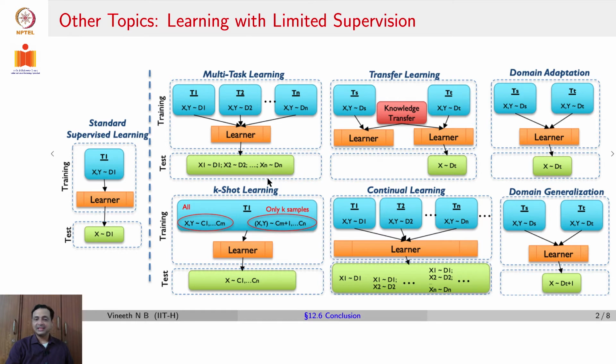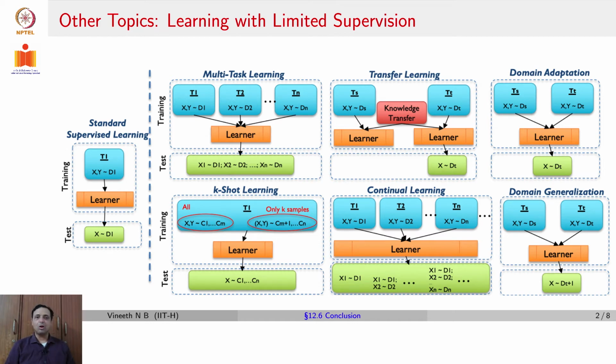K-shot learning is a generalization of few-shot or zero-shot learning. We have already seen that, where we have a set of classes for which you have a lot of data, and a set of classes for which you have only k samples, where k can be 0. We now have to train a model to be able to do well on all the classes. We have seen a few examples of methods here.